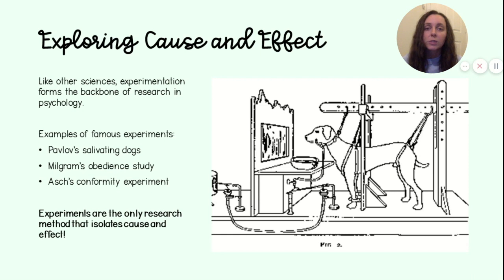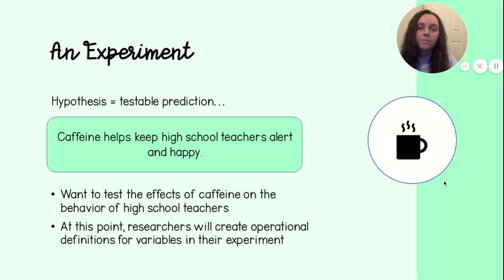So why do we use experiments? Well, we use experiments in psychology to explore cause and effect. Because remember, experiments are the only research method that isolates cause and effect. Everything with correlation, observation, all that stuff, it's great, but it can't tell us if one thing causes the other. Only experiments can. And so research is really going to be the backbone of psychology. And we've got some examples of some famous experiments that we're going to look at throughout the year. You've probably heard of Pavlov and his dogs. And there's going to be some others that we're going to look at as well.